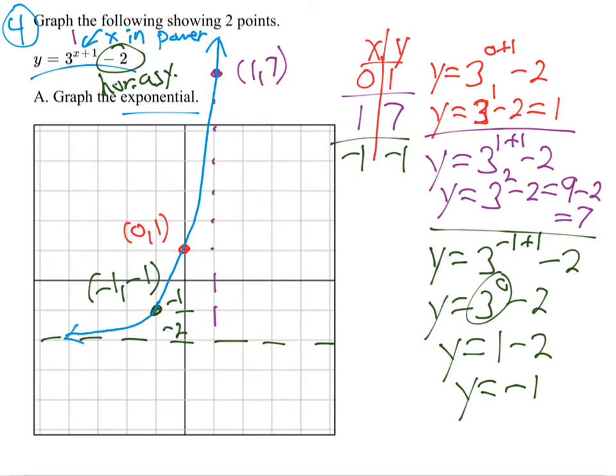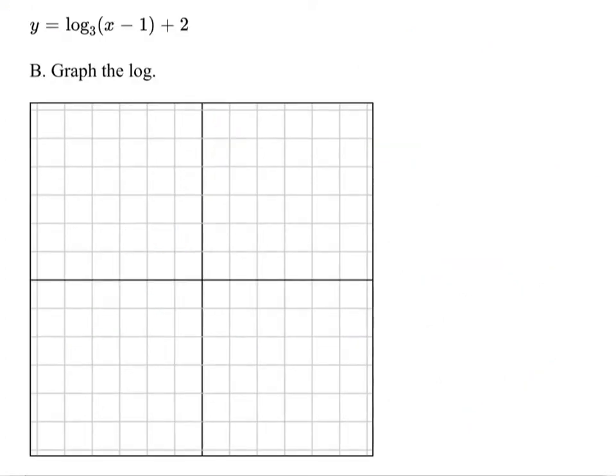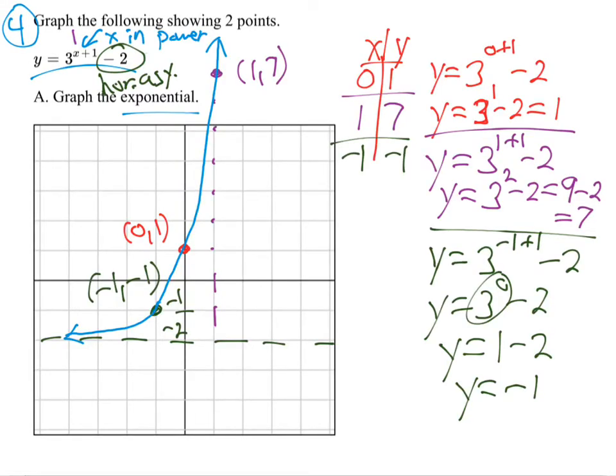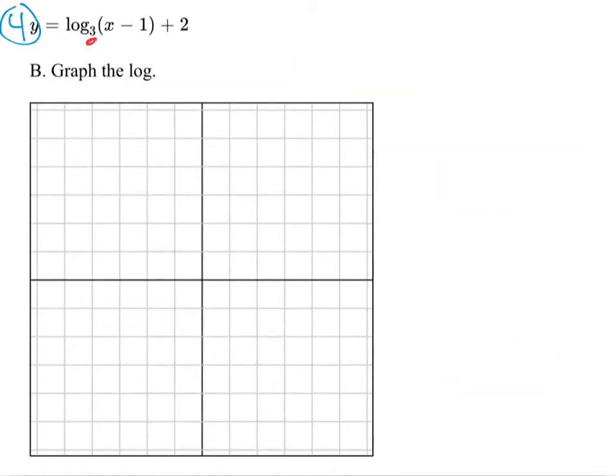That's the horizontal asymptote. Okay, now the second part, this is still number 4. This is part B now. Now they want me to graph a log graph. The point of this example is we're comparing an exponential graph with a log. And notice they're inverses of each other, right? This is 3 to the x plus 1 minus 2. This is log base 3 of x minus 1 plus 2. See how it's opposite? They're inverse functions of each other. The graph's going to be the opposite.